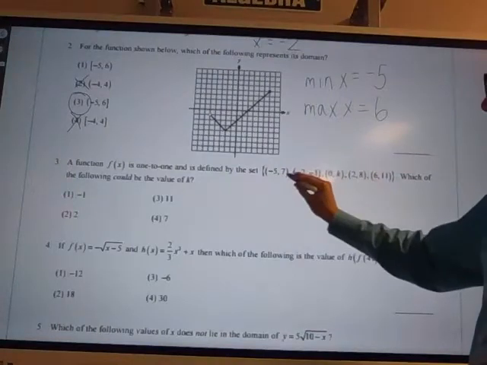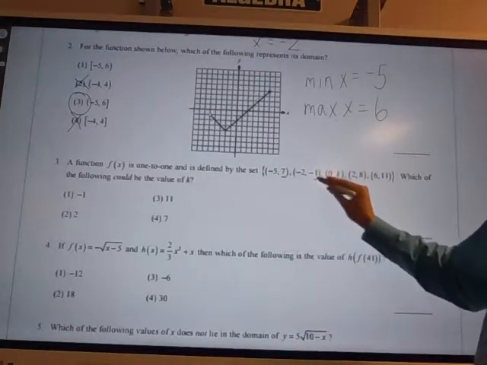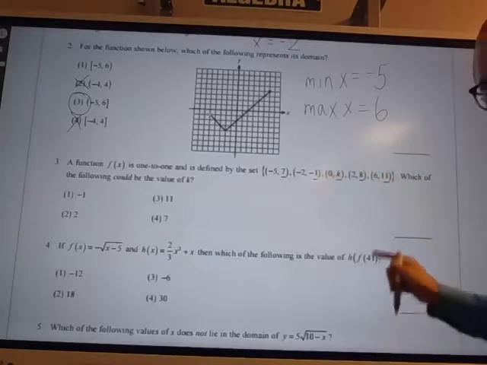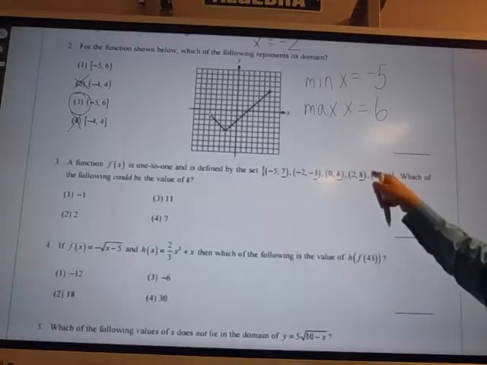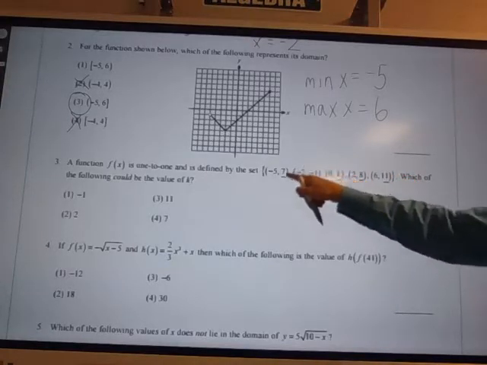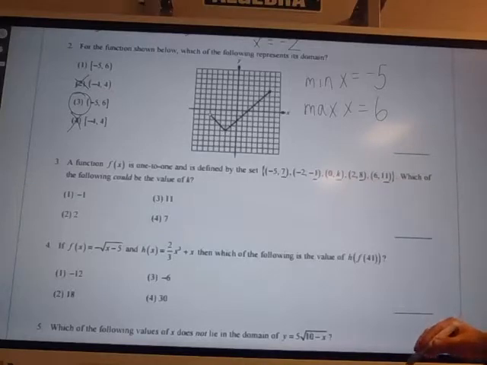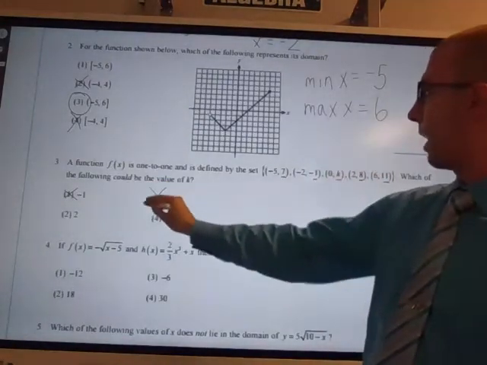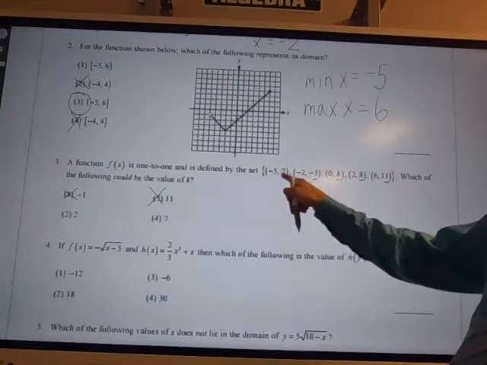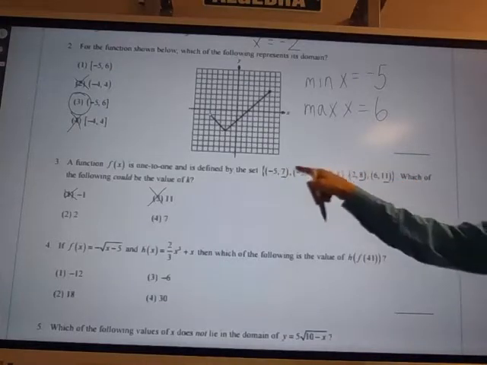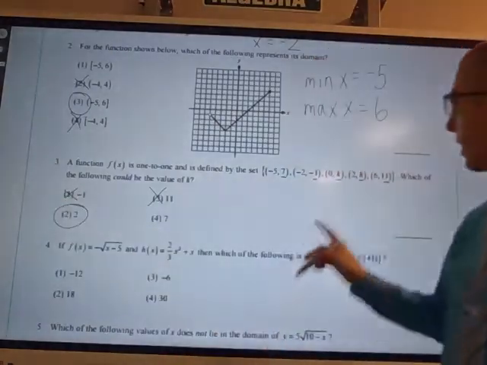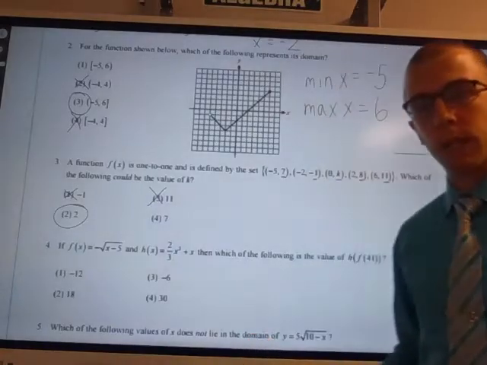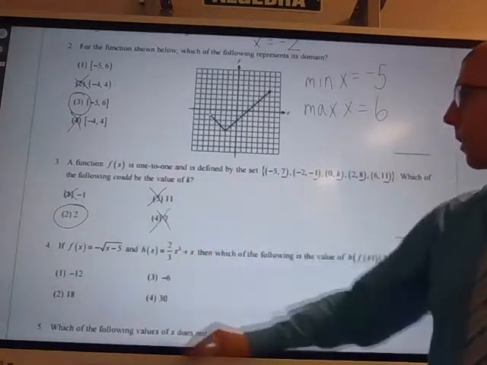So our outputs here, our y's, are 7, -1, k, 8, and 11. In order for this to be 1 to 1, this k cannot be one of the values we already have. So k can't be -1, k can't be 11. Do I see a 2 in any y values? No. So that means 2 can be the value of k, and that will make this a one-to-one function. In our fourth choice, 7, that is one of our y values.